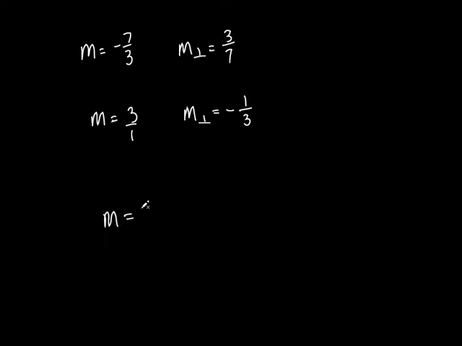What if I had this? What if the slope of a line was negative 5/7? What is the slope of a parallel line to this? It's the same exact thing, all right?